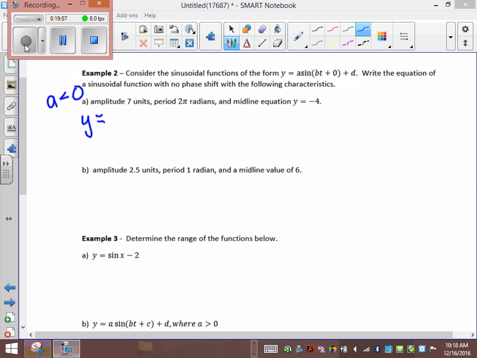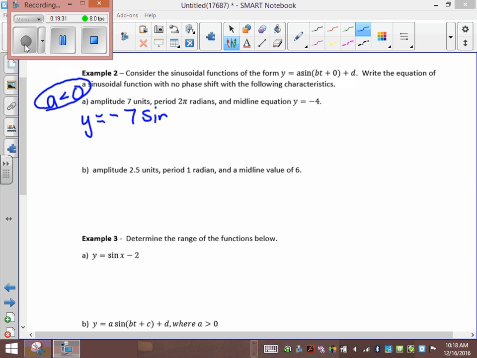So what does that mean? I'm going to have to write my a as negative 7, because your amplitude is your a value. And it's negative 7 because I told you a is less than 0. No, we're just going from words to the equation.